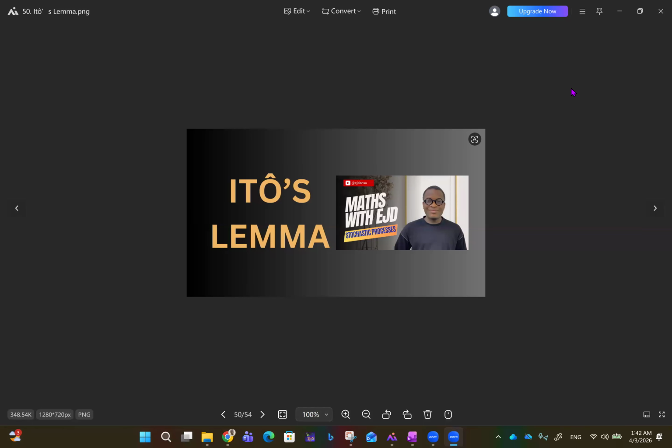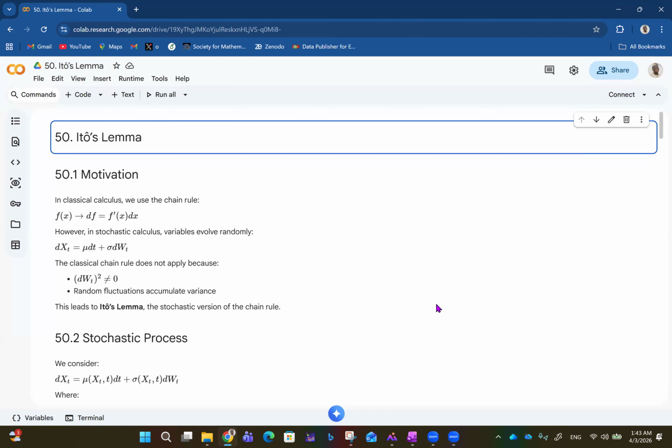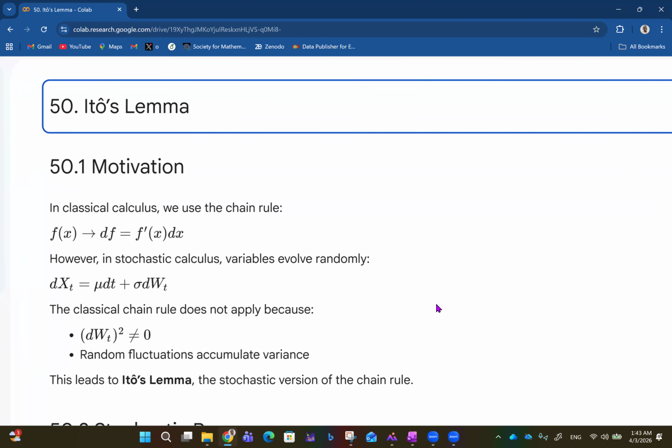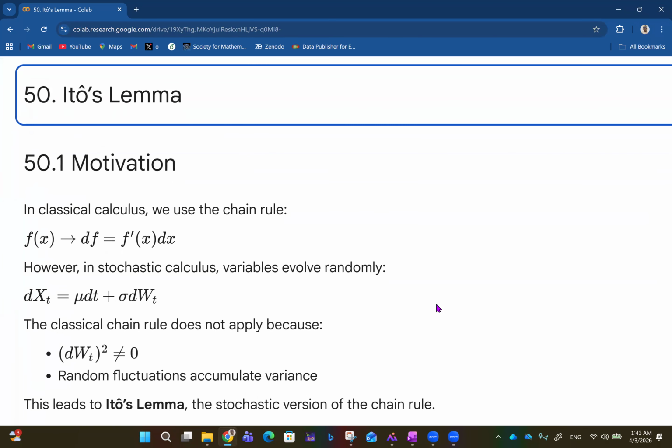So under stochastic calculus, we've seen stochastic integrals. Then we zeroed in on Ito's integral, and now we want to look at Ito's lemma. Of course, we've seen Ito's lemma in every video before now on stochastic calculus, but we want to look at it more deeply. So, Ito's lemma.